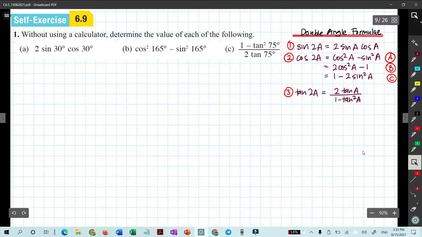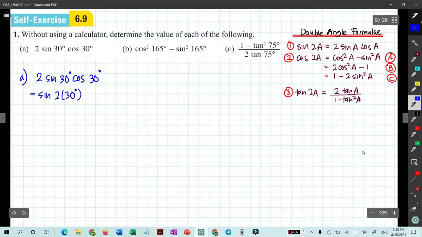Without using a calculator, determine the value of each of the following. Section A, 2 sine 30 cos 30. 2 sine 30 cos 30 is equals to sine 2 times 30, which is equals to sine 60, and sine 60 is basically square root of 3 over 2.